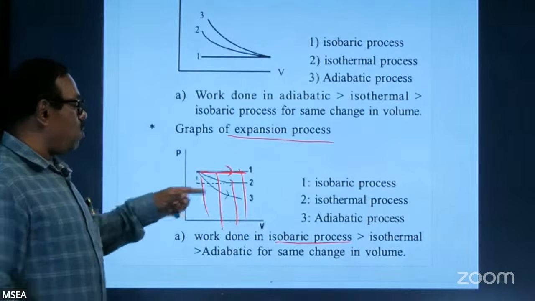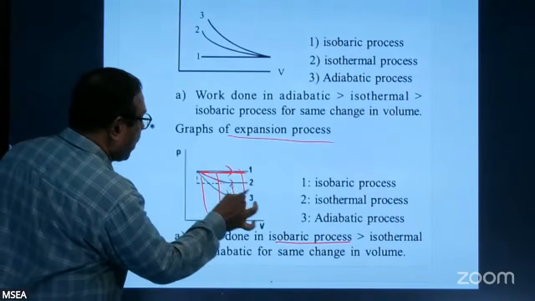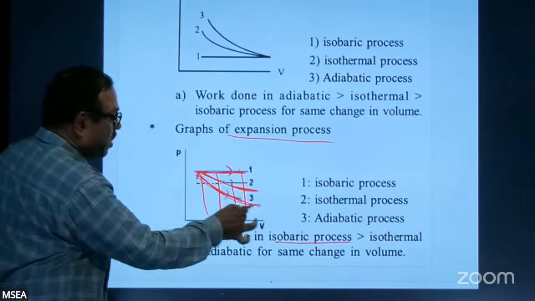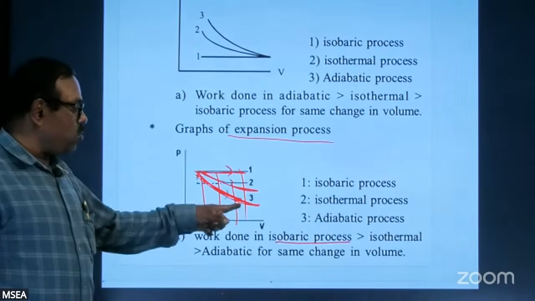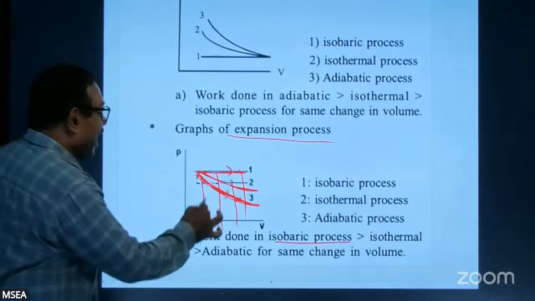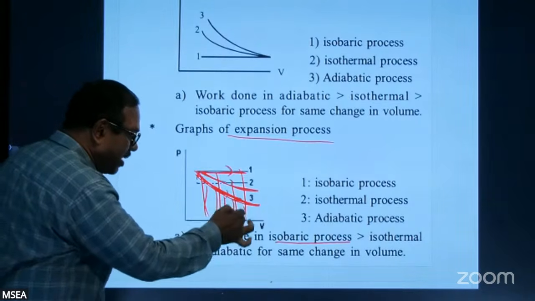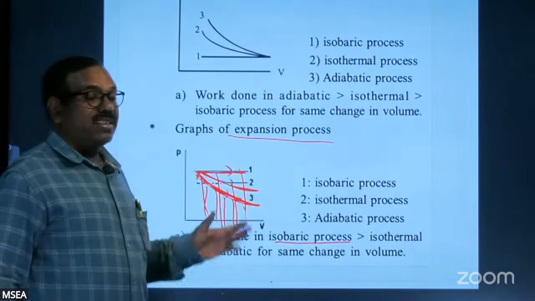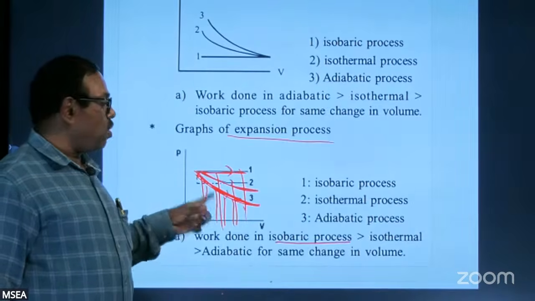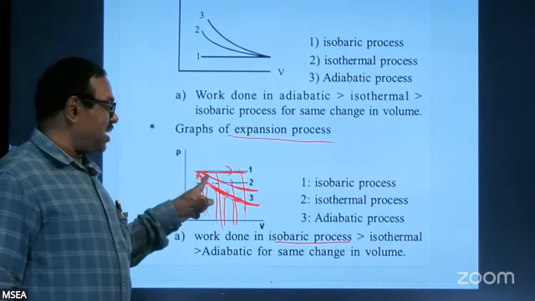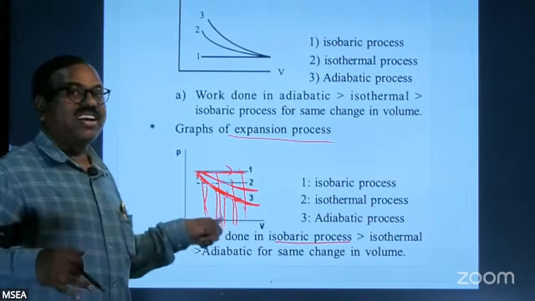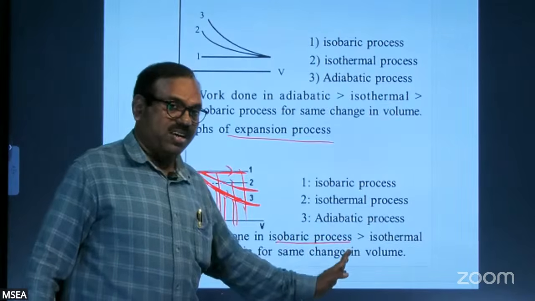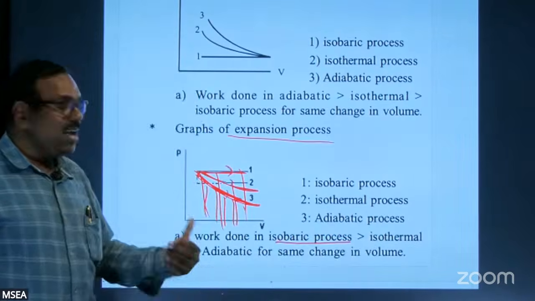Then whose slope is more? In this, there are two, this one and this one. Slope is more for this one, which means it is adiabatic. Adiabatic area is less, but isothermal area is more. That's why this is the isothermal area, and after that is adiabatic. So in expansion, isobaric work done is more, after that isothermal, and the one with more slope is adiabatic. This relation you have to remember. Isobaric process work done is more, then isothermal, then adiabatic.